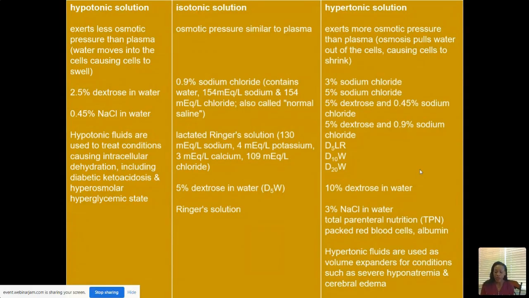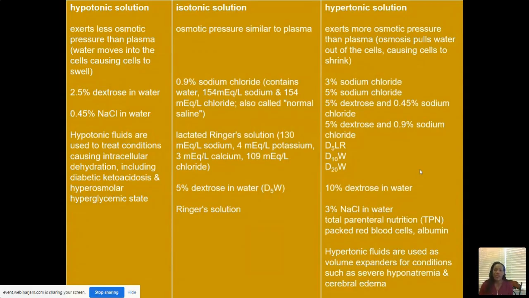So what is sodium chloride? Sodium chloride is 0.9% sodium chloride. It has water, of course. It has 154 mEq, milliequivalents of sodium, and it also has chloride, hence the name sodium chloride, also called normal saline, right? Same thing. That is isotonic.